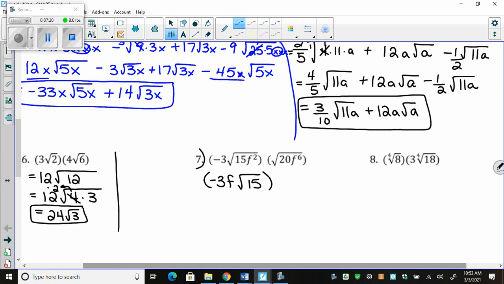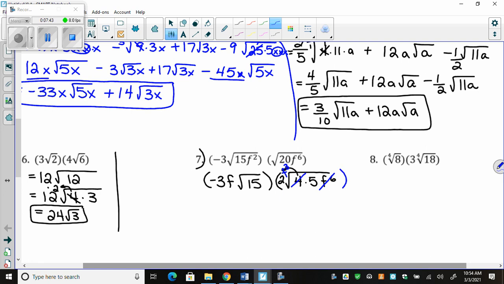The 20 I can break down into 4 and 5. And the f6 I can take out as a 3, right? So 2f cubed. So that's gone, and that's gone.